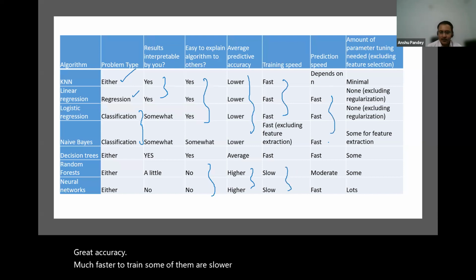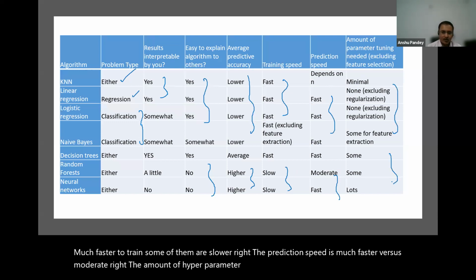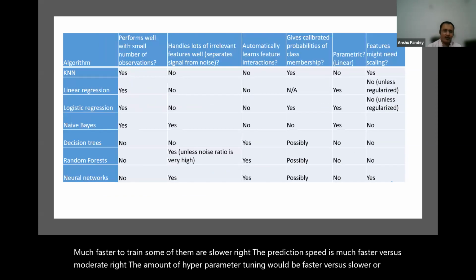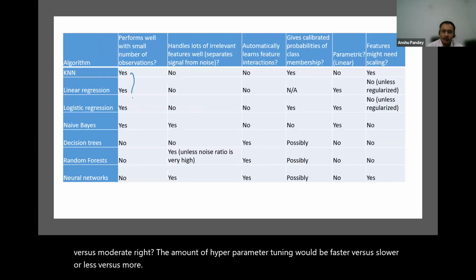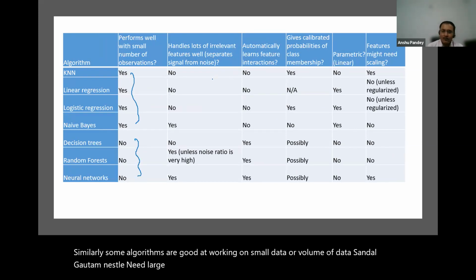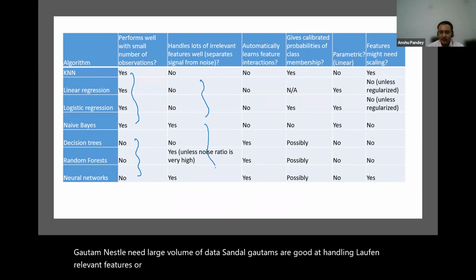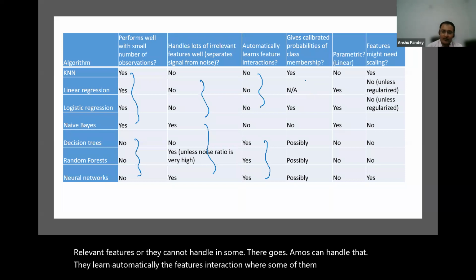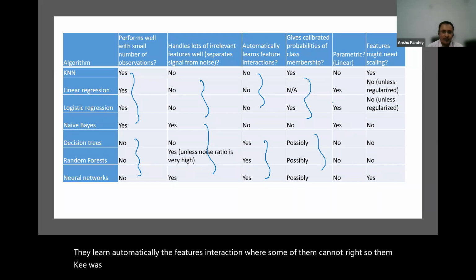The prediction speed is much faster versus moderate. The amount of hyperparameter tuning would be less versus more. Similarly, some algorithms are good at working on small volumes of data. Some of the algorithms necessarily need a large volume of data. Some of the algorithms can handle a lot of irrelevant features, and some cannot. Some learn feature interaction automatically, whereas some cannot. Some give us probability, whereas some do not. Some of them are linear versus some are not. Some require feature scaling necessarily, some don't.